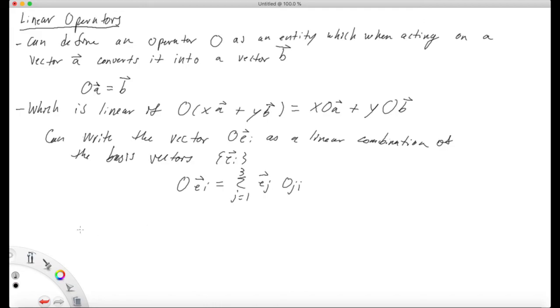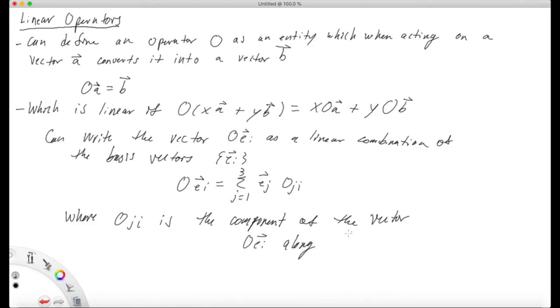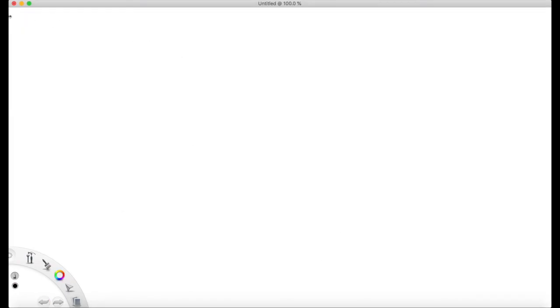O J I is the component of the vector O E subscript I along E J. Okay, so I'm going to say that again. O J I is the component of the vector O E subscript I along E J. And remember how we found the component of A along E J. This is similar, but we can write O in a matrix representation. We're going to get to that in a second.